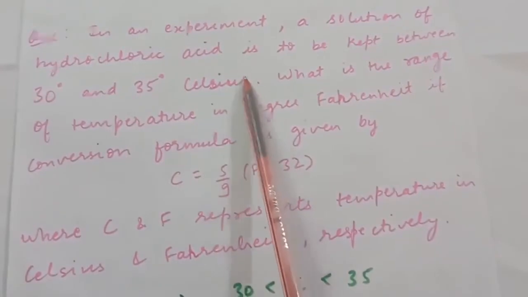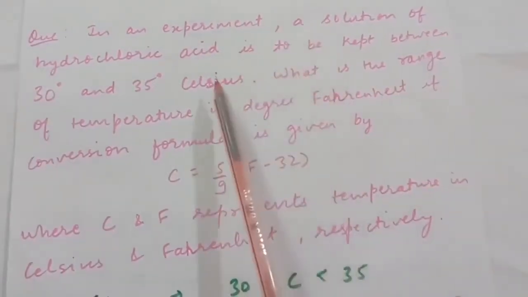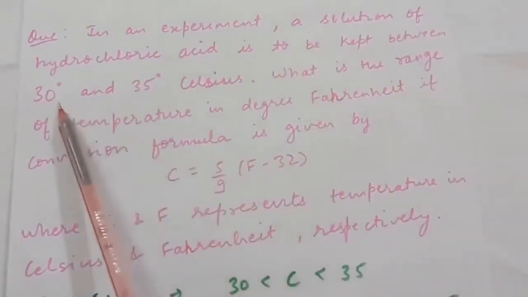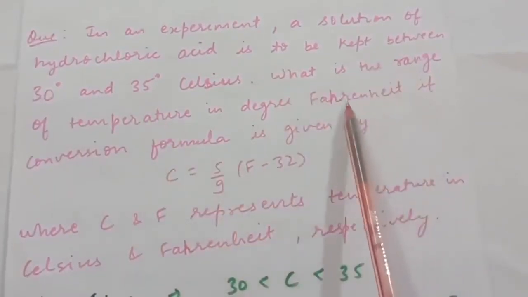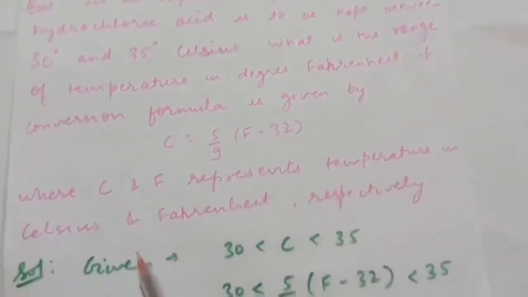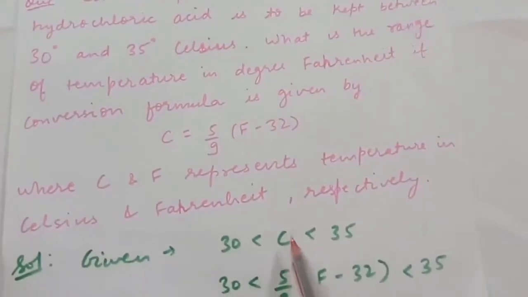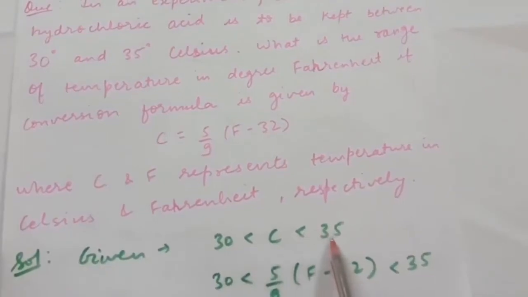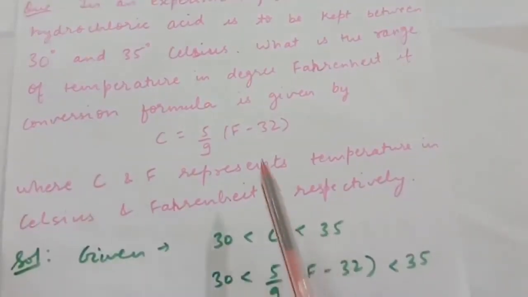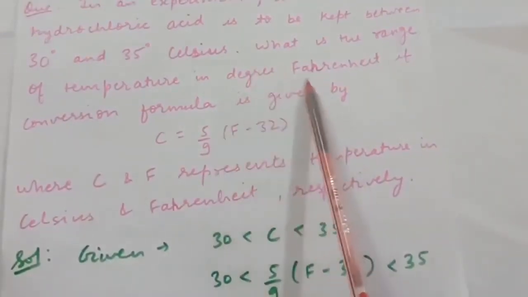Also we have given that a solution in Celsius is kept between these degrees, and we have to find the range in Fahrenheit. So the solution's Celsius range is from 30 to 35. Okay. Now see, we want to find the range in Fahrenheit.